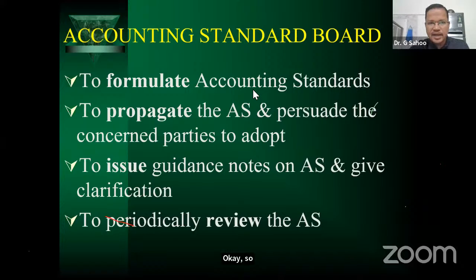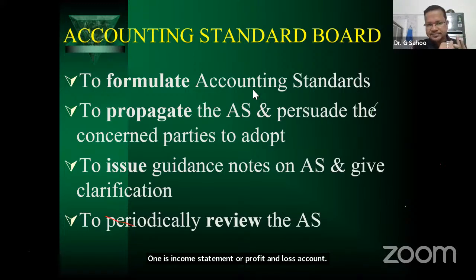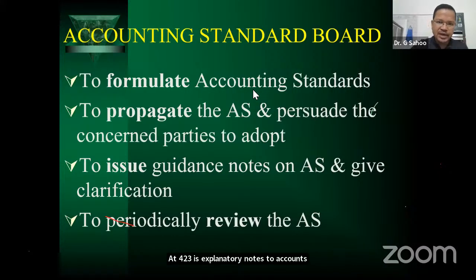Sir, can you please revise the elements of the financial statement? Try to remember, there are 5 elements of financial statement. First one is income statement or profit and loss account. Second one is position statement or balance sheet. Third one is cash flow statement. Fourth one is statement of changes in equity, and fifth one is explanatory notes to accounts.